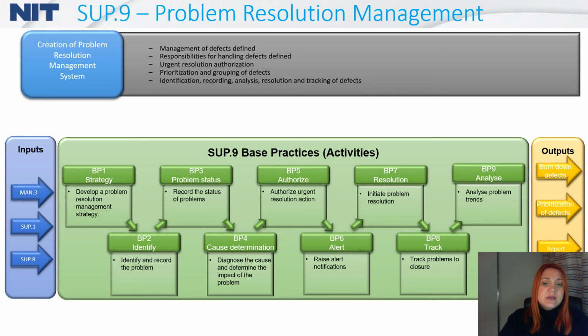Then we have BP6, which is defining what the alert notifications are and how we can, in BP7, finish those problem resolutions. Then there is BP8, which is telling us how to track problems to closure, and BP9, how we are analyzing the problem trends. The outputs of this process are burn down of defects, prioritization of defects, some kind of reports of the defects, and of course, defect strategy.